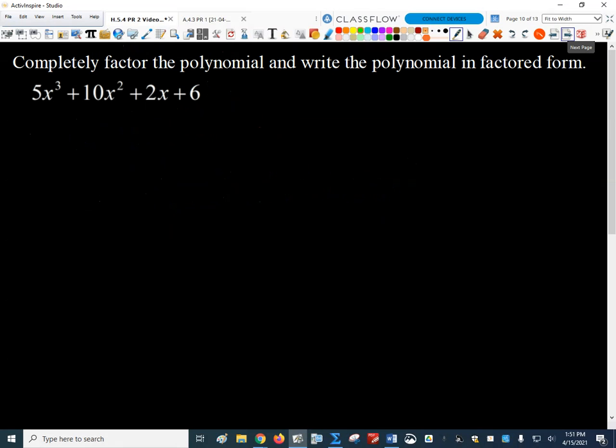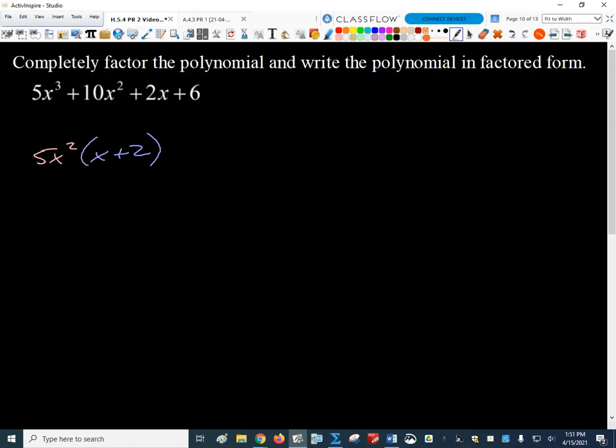Is it going to work here? Well, we'd have to just try it and see, wouldn't we? Right? So if we try this thing, I'm going to show you a way you don't have to just use trial and error. I'm going to show you a great trick. Here we would factor out a 5x squared, leaving us with x plus 2, right?